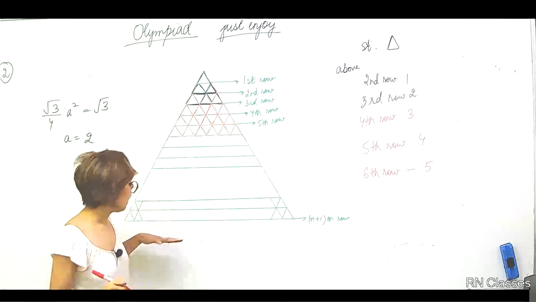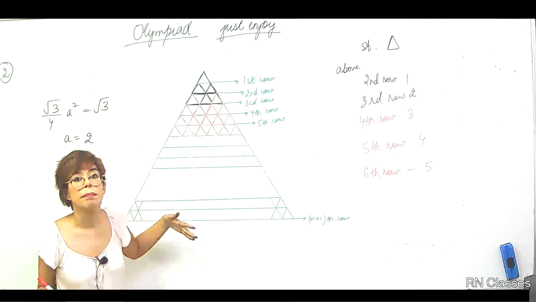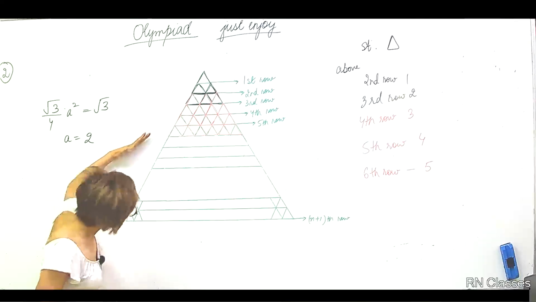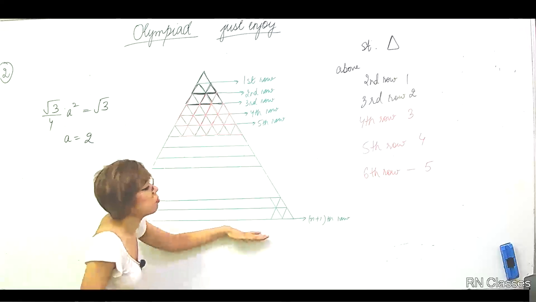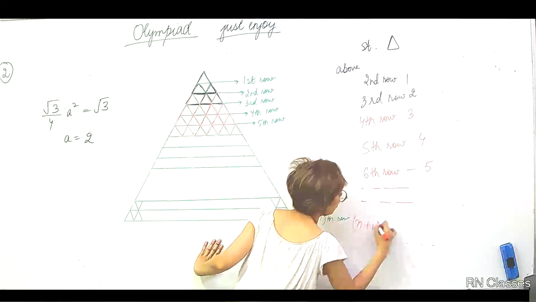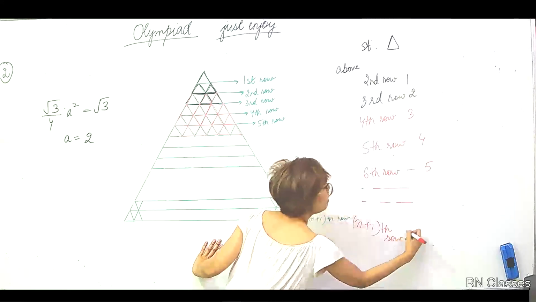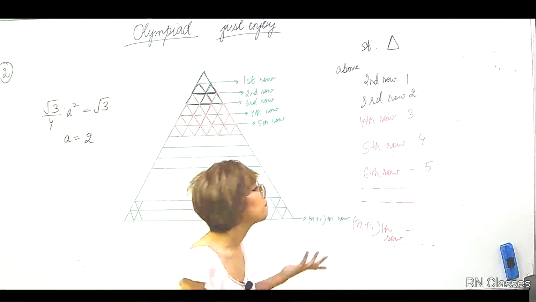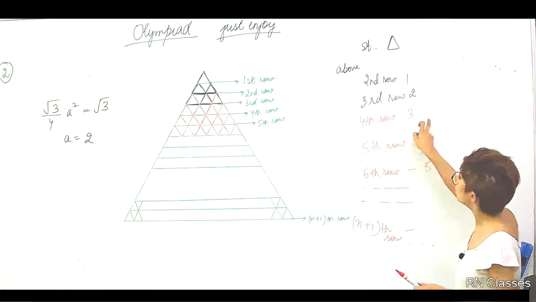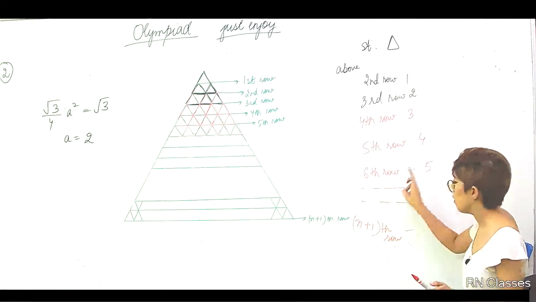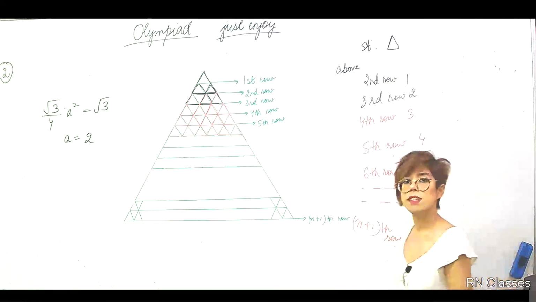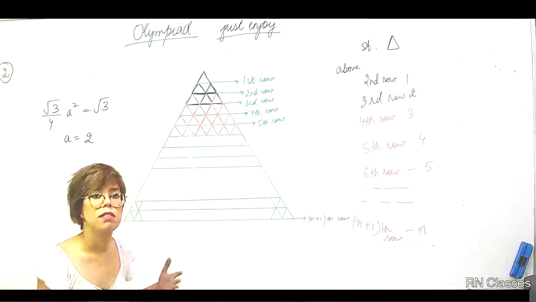Now I have to find it up to above the n plus 1th row. First above the second row, above the third, above the fourth, above the fifth, above the sixth, and so on till above the n plus 1th row. How many equilateral triangles will I get? Come on, observe the pattern here. Above second 1, above third 2, above fourth 3, above fifth 4, above sixth 5, above the n plus 1th row, n. Good. The pattern is quite visible.